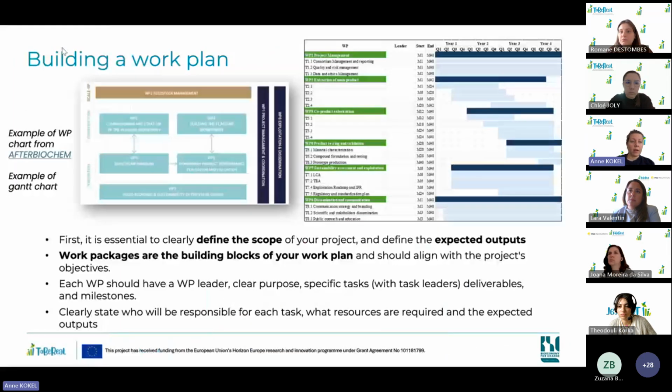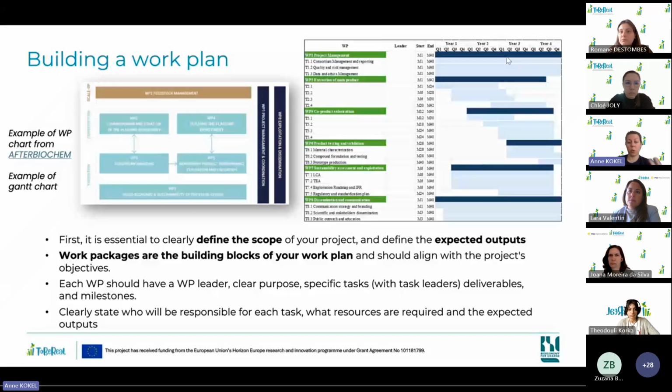Then how to build a work plan. So first, it's essential to clearly define the scope of your project and define the expected outcomes, outputs. So what are you going to produce by the end of the project? Then you will have to define work packages. They are the building blocks of your work plan, and they should align with your objectives. And there are some examples above.